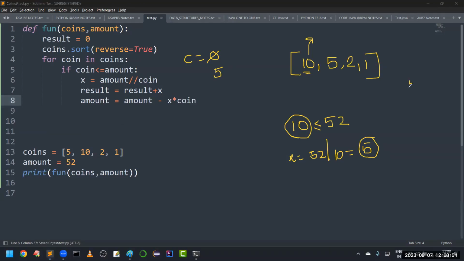The total amount is 52. From that we are going to reduce x into coin. x value is 5. The coin which we selected is 10. So a total of 50 we have to reduce, so that we will get 2 coins left. Since it is a loop, it will take one more coin.